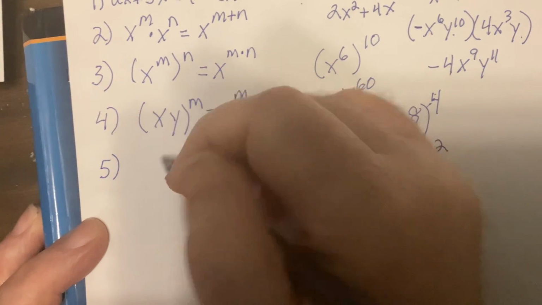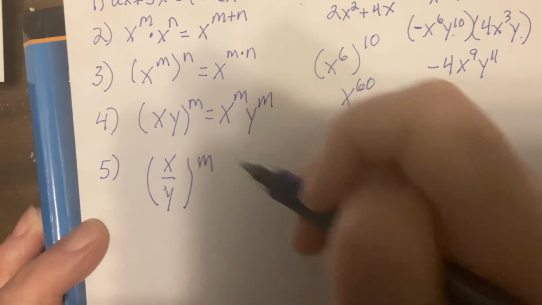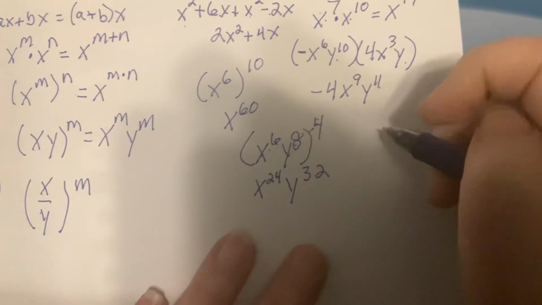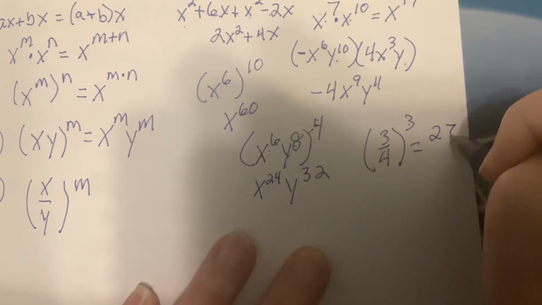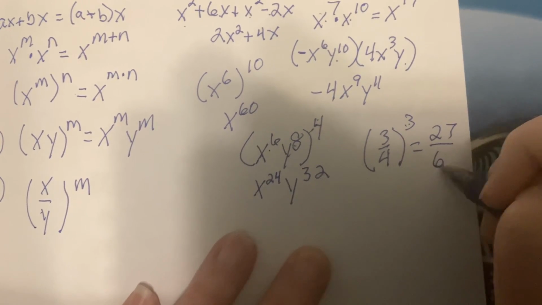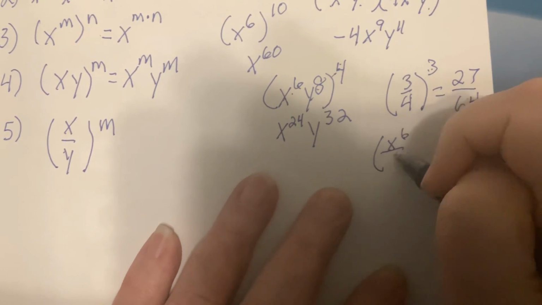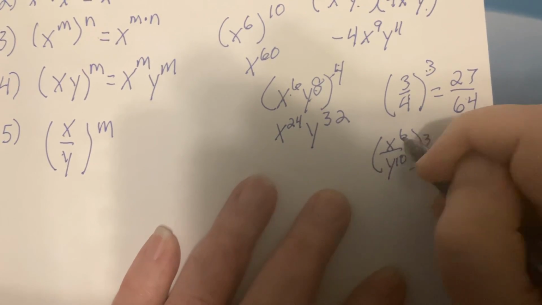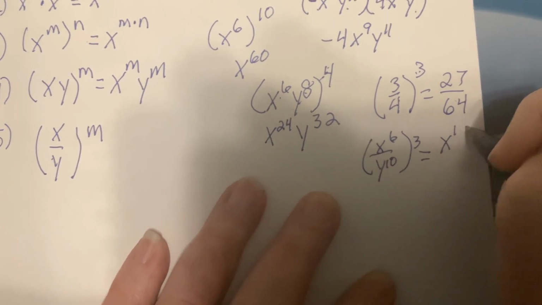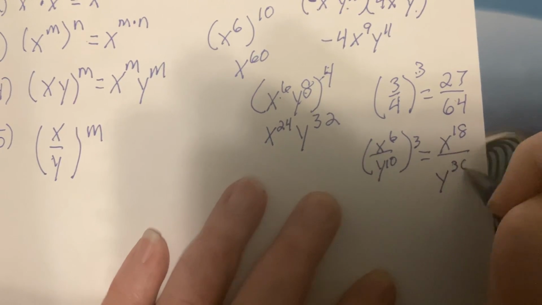Now, what do you do when you have a fraction to that power? Once again, you raise both to that power. So if I said 3/4 cubed, you'd say 3 cubed is 27. 4 cubed is 64. Or if I said x to the 6 over y to the 10th, to the 3rd, you'd say cube this one, that'd be x to the 18th. Cube the bottom one, that'd be y to the 30th.